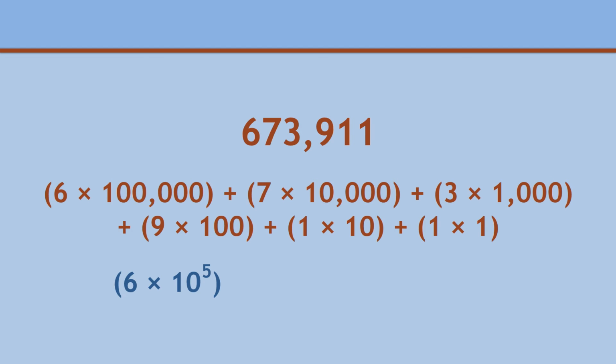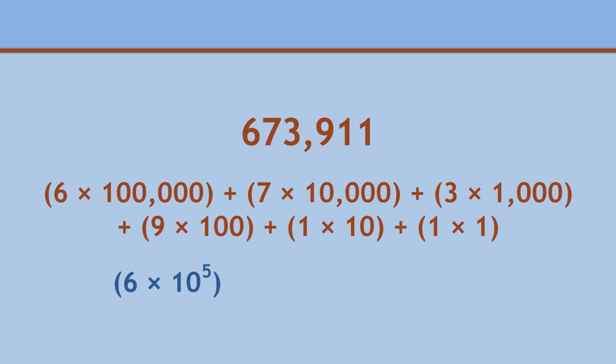So the way that we do that is we use 10 as our base. Okay, 10 is going to be our base number. And then we determine our exponent by counting up the number of zeros. So in this case, there are 5 zeros in 100,000.